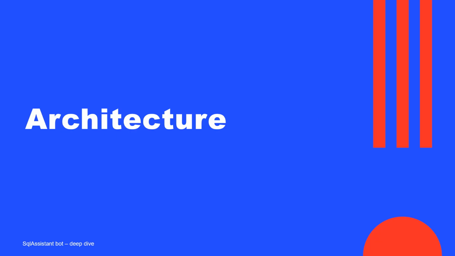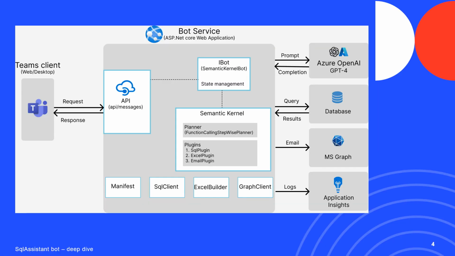Let's see the architecture. The bot is actually an ASP.NET Core web application with one API endpoint, api/messages. We need to implement an interface from Bot Framework, IBot, if we want to have custom message processing. So here it is, the SemanticKernelBot class that implements the IBot interface, which processes the user messages. In this case, the custom processing is creating a planner and calling the functions based on the plan to complete the user request. The kernel object is created during startup and it is made available to the other classes with dependency injection.